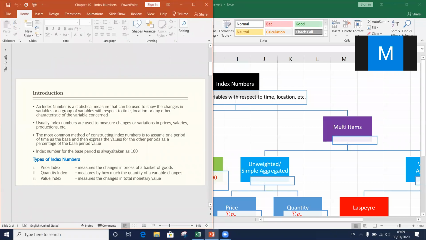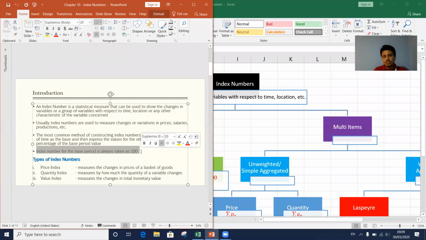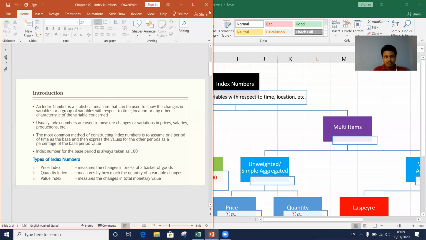The last point says: the index number for the base period is always taken as 100. So when a set of data is given, we need to initially pick a base period, and whatever the value there, we need to convert it to 100. Right? That is the requirement. Okay.